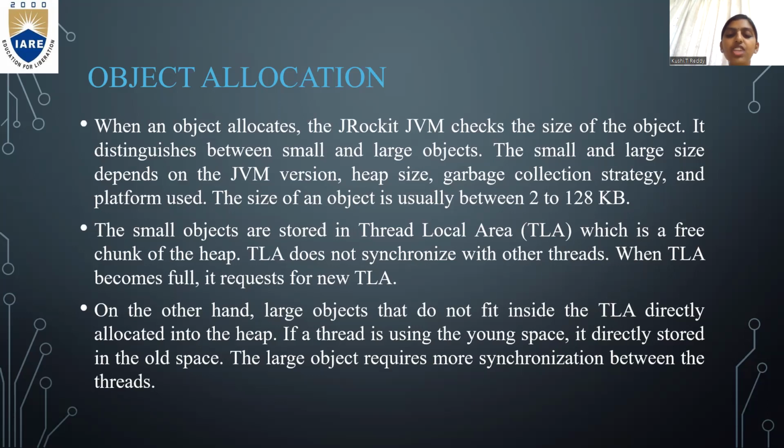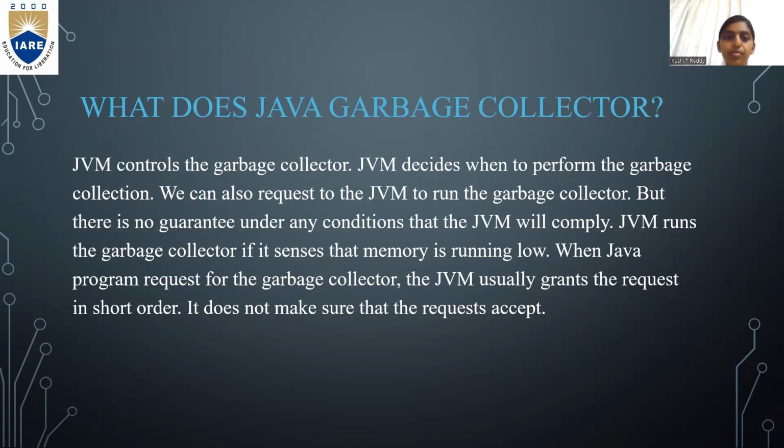On the other hand, large objects that do not fit inside a TLA are allocated space directly in the heap. If a thread is using the young space, the object is directly stored in the old space. The large object requires more synchronization between the threads.